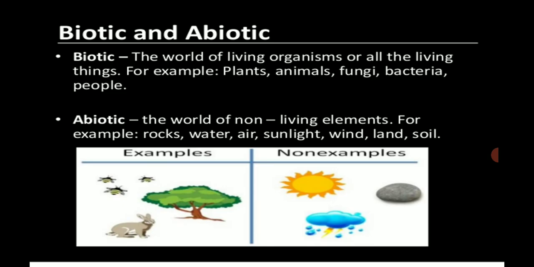When we refer to the natural environment, it refers to both biotic and abiotic conditions existing on the earth. What is biotic? The world of living organisms, or all the living things that are there. For example, plants, animals, fungi, bacteria, people. So these are all biotic. Abiotic is the world that consists of non-living elements. For example, you can see here rocks, water, air, sunlight, wind, land, soil.